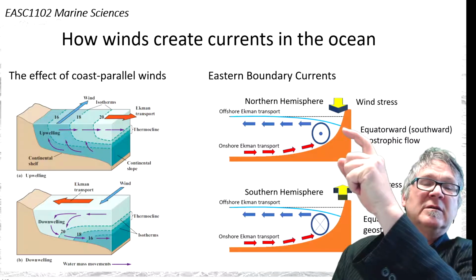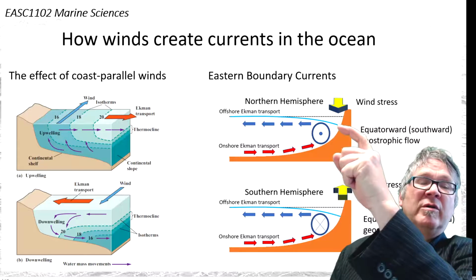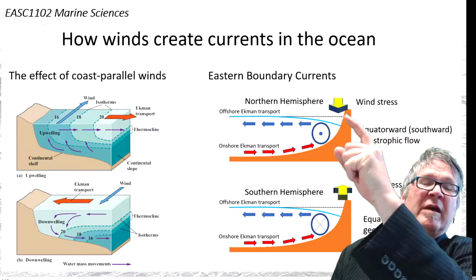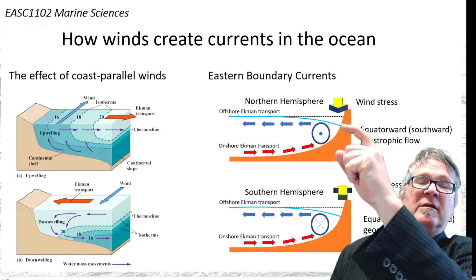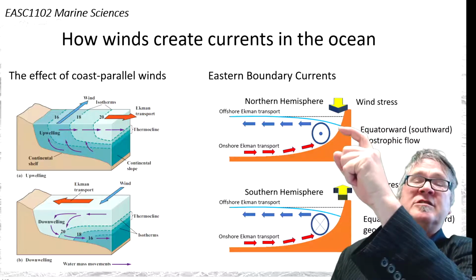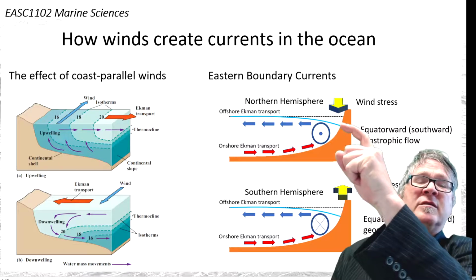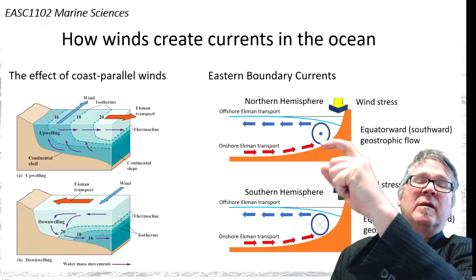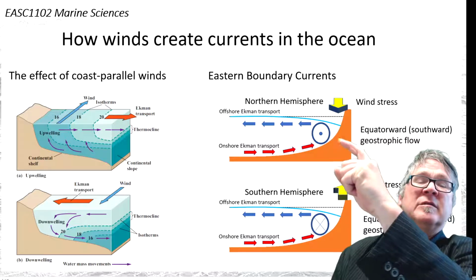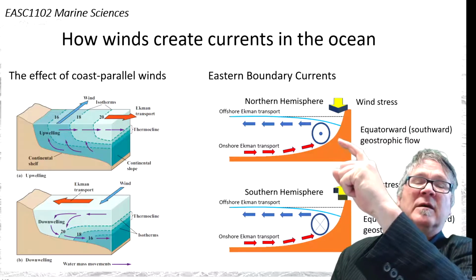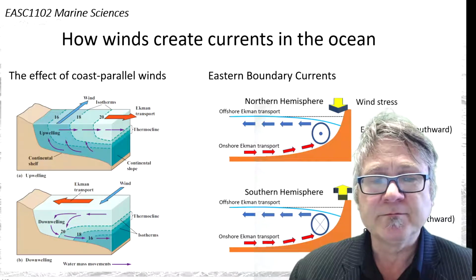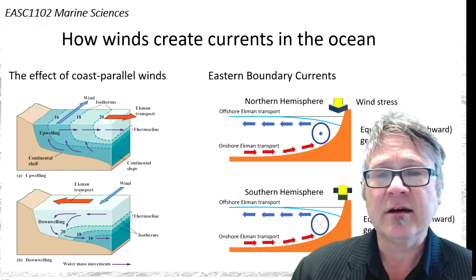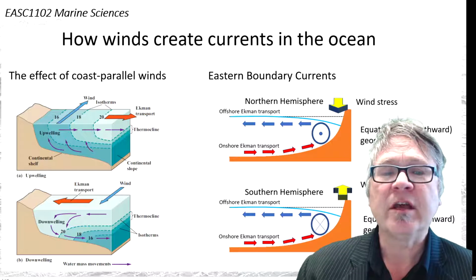or you increase the sea level. This is showing you the upwelling situation north of the equator and south of the equator. You lower the sea level and you produce a geostrophic flow running along the coast, the same direction as the wind stress. So this creates geostrophic flows on the eastern side of oceanic basins.